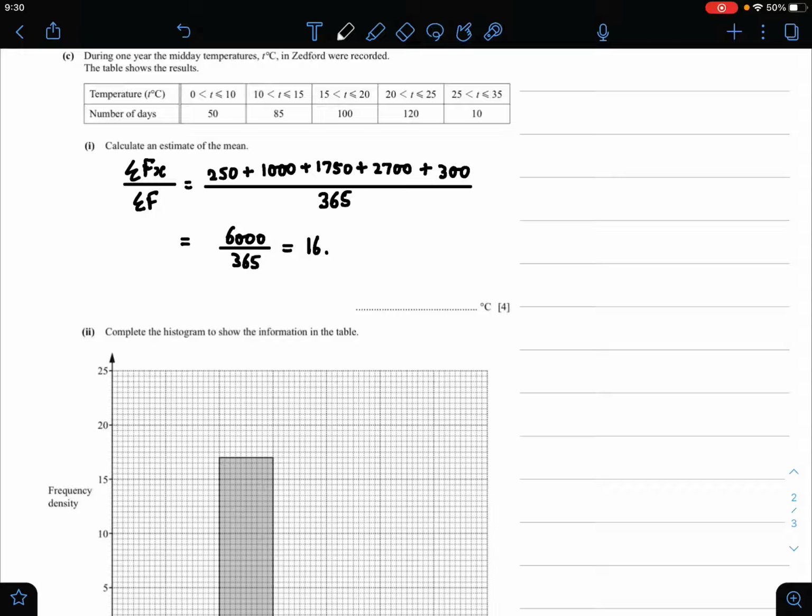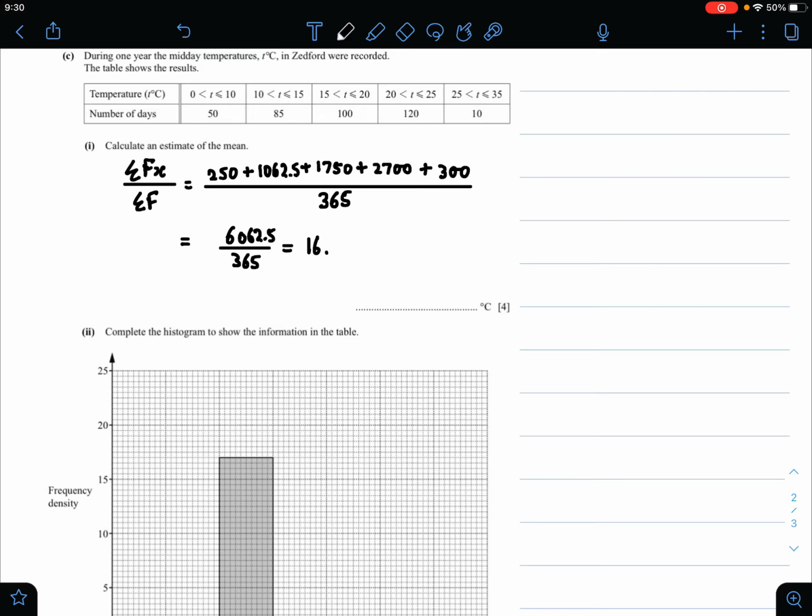My bad, 1 second, 85 multiplied by 12.5. My bad. So this is not 1000, this is 1062.5. So the total would be 6062.5.